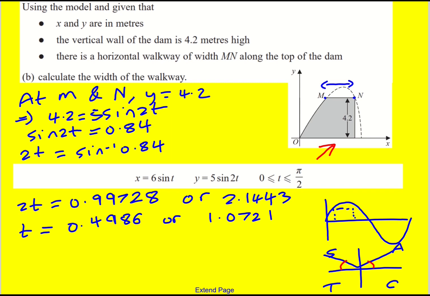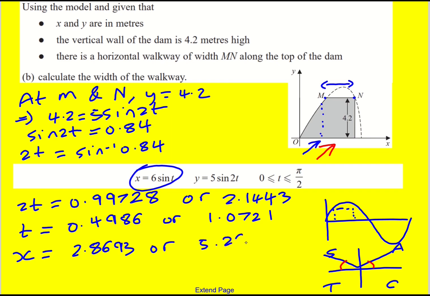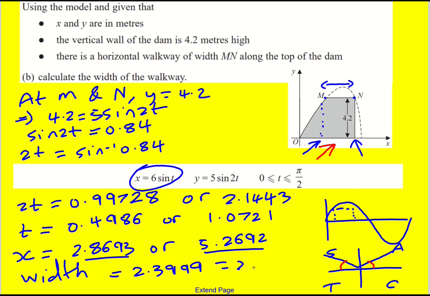Now those are my values of t, remember, so I now put them back into x. So x is then 2.8693. That's actually this value here, or 5.2692. That's that value there. Those are the two values of x that correspond with this height of 4.2, and therefore the width mn is going to be the difference between those, which ends up being 2.3999. Just subtracted these two, which gives 2.40 meters to 3 significant figures.